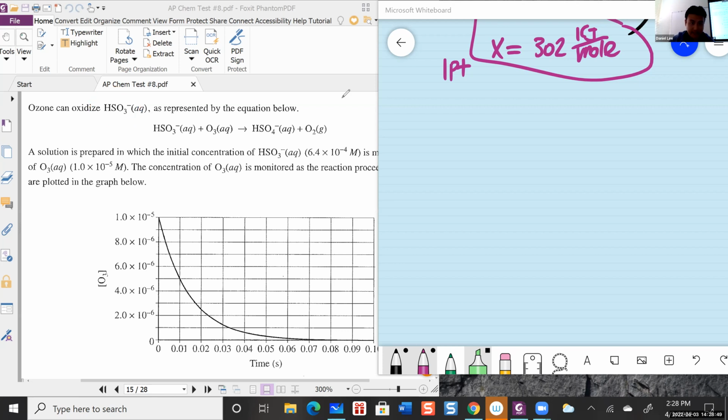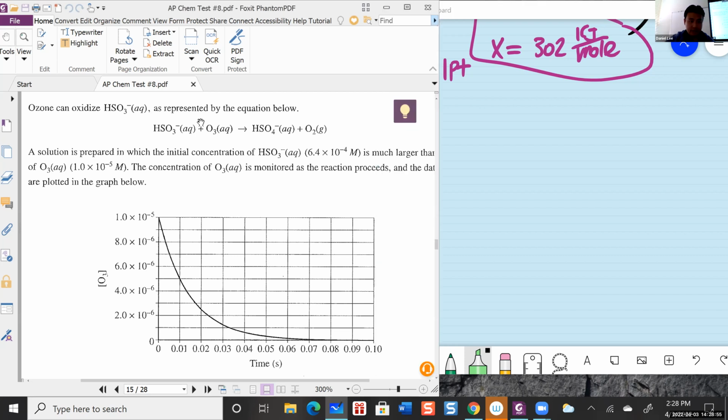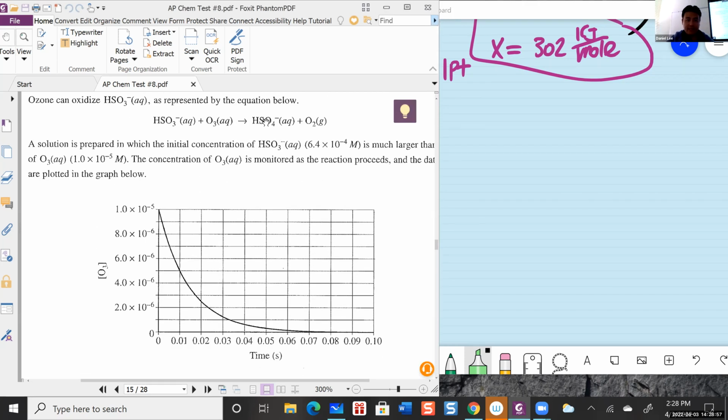So here's the equation that's given. The question is, a solution is prepared with the initial, so it says my connection is unstable, so I might get cut off. All right, so let's take a look at this. We're given the initial concentration for one of the reactants. It's 6.4 times 10 to the negative 4. Not a lot, but it says it's much, much larger than ozone, 1 times 10 to the negative 5. So that's 40 times larger or something. So it says it's much larger.